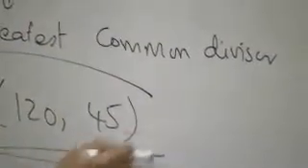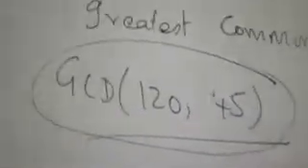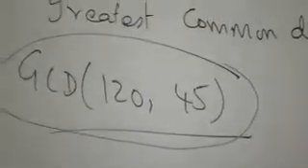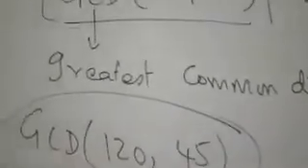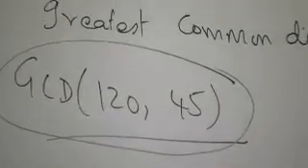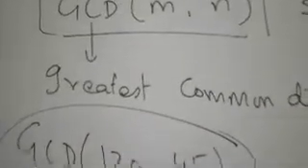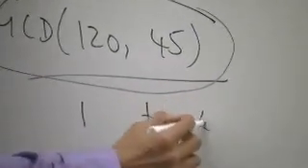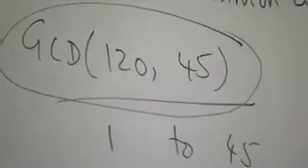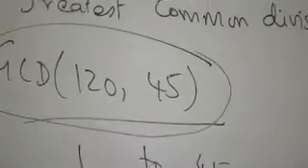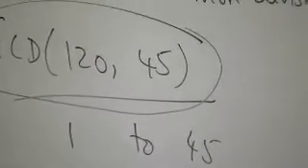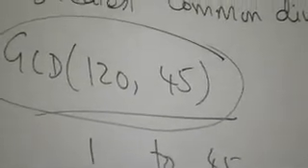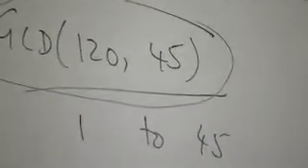So if you do a kind of brute force approach, what would you do to determine the GCD from the programming class? Start from 1 and go all the way to the minimum, in this case 45, and see what integers could divide both 120 and 45, right? And keep track of the largest integer that can divide both, and then print it out as the GCD, right?